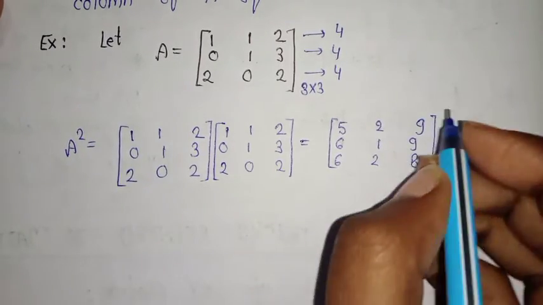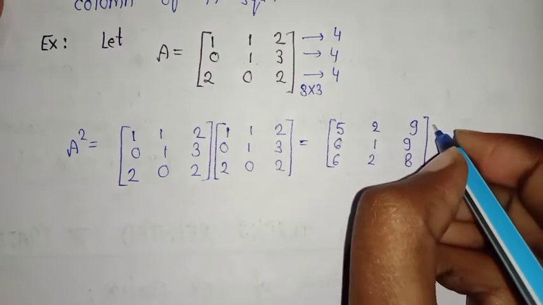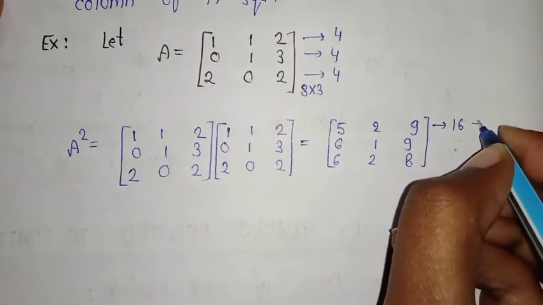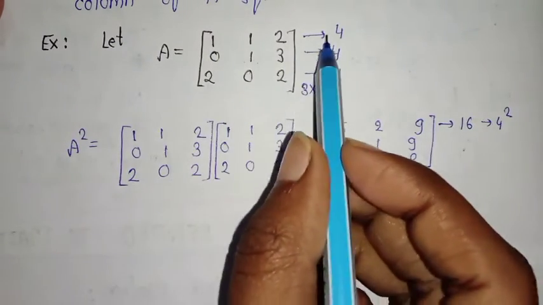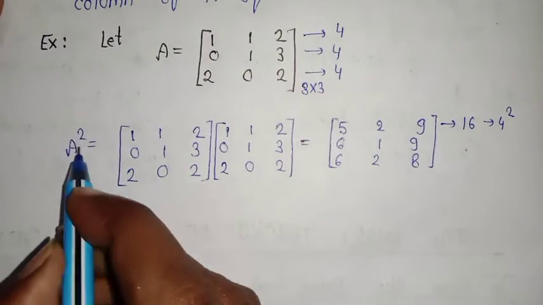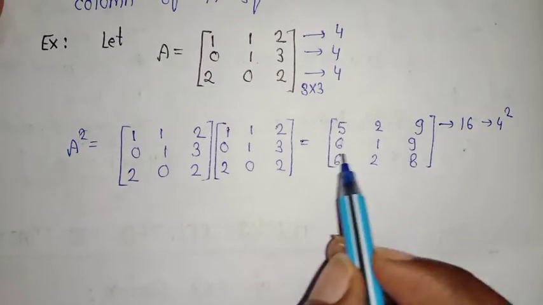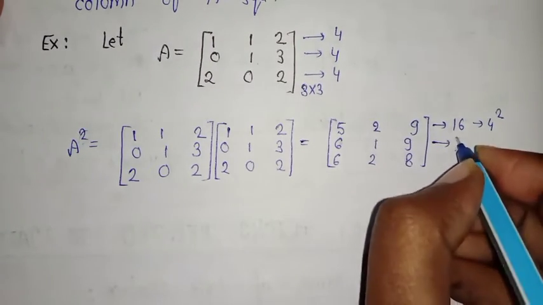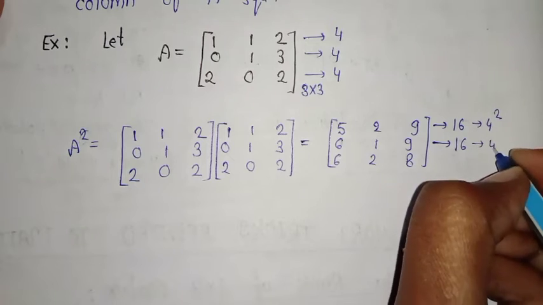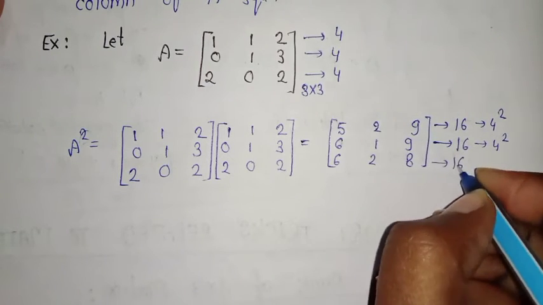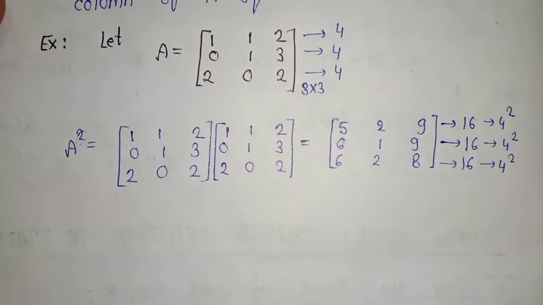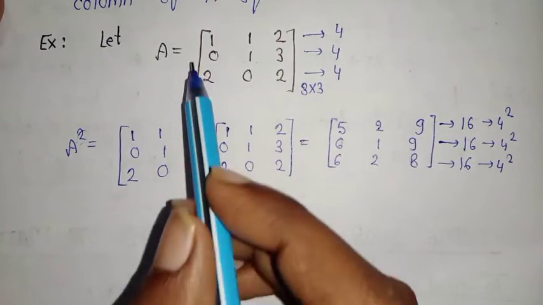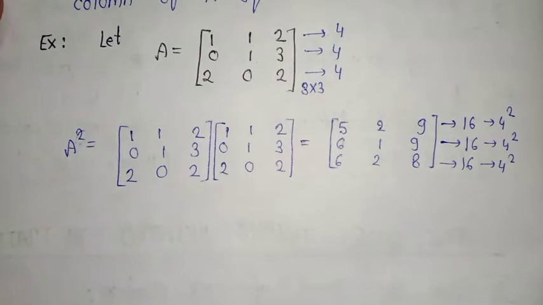Now you can see 5 2 7 is 14, and 7 9 16... that can be written as 4 square. The row sum of the original matrix was 4, and if we take the square of this matrix, then the row sum in each case is 16. This is also 16, that is 4 square. This is also 16, that is 4 square. So in this way, if A is given and the question asks about higher powers of A, then we can easily determine the answer by checking the row sum.